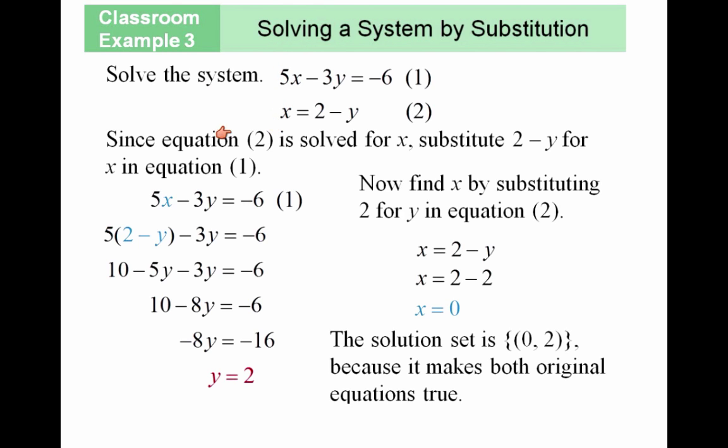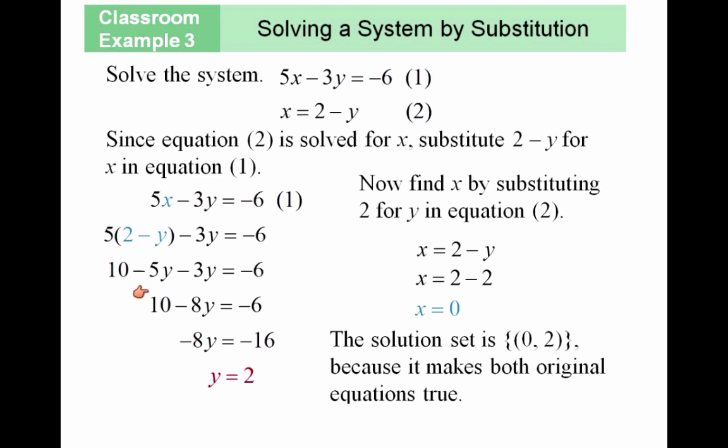We're going to take a look at the substitution method now. Let's take a look. Solving by the substitution method, we have two equations and two unknowns. Since the second equation, equation number 2, is solved for x, x is equal to 2 minus y, we can substitute 2 minus y for each x in the first equation. That's why they call it the substitution method.